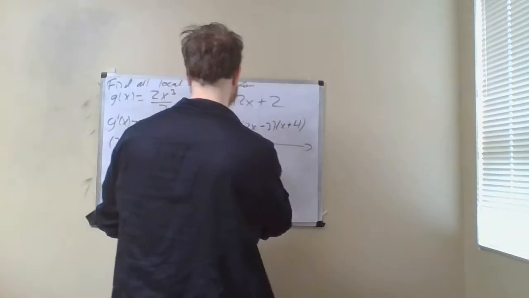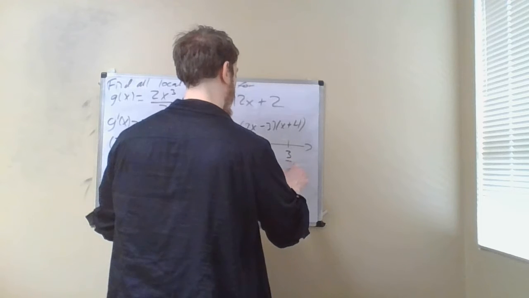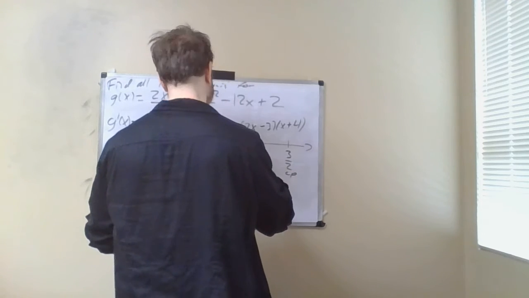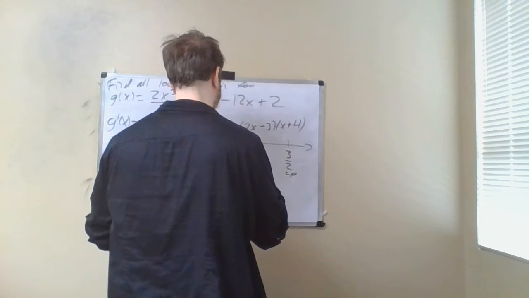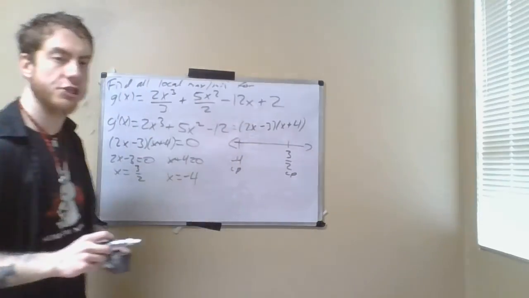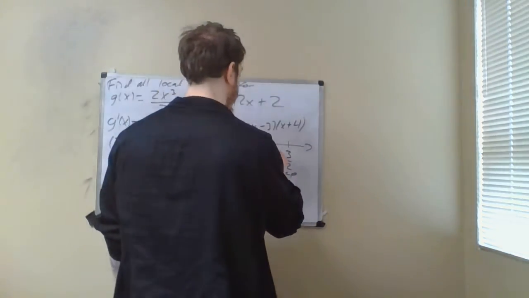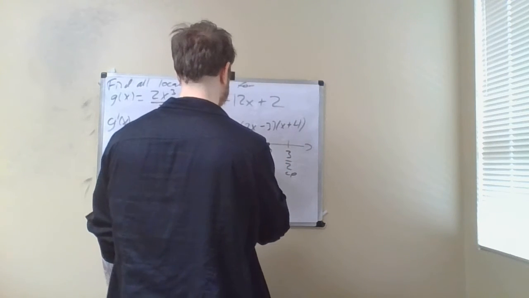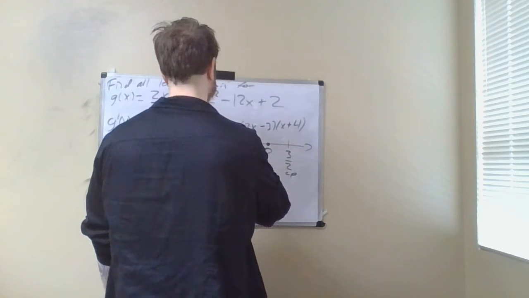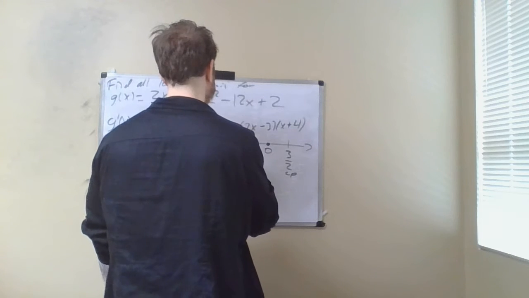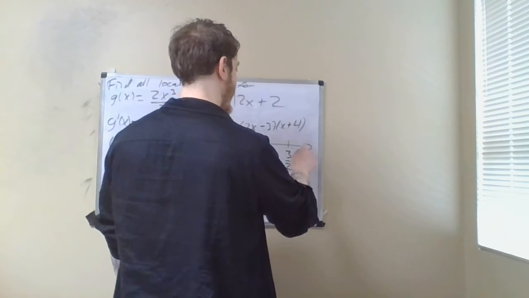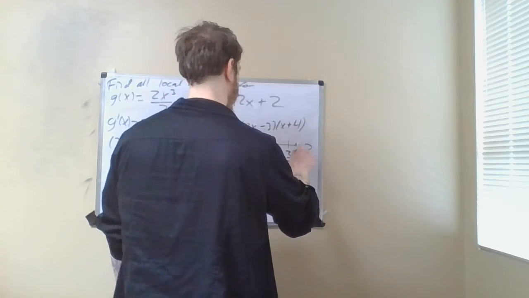And if we make our number line here, we're going to have a critical point at 3 halves, and we're going to have a critical point at negative 4. So now the question is, what do we want to do for our test points? Well, I'm going to choose a test point at 0, a test point at, let's say, minus 5, and a test point at, let's say, 2.